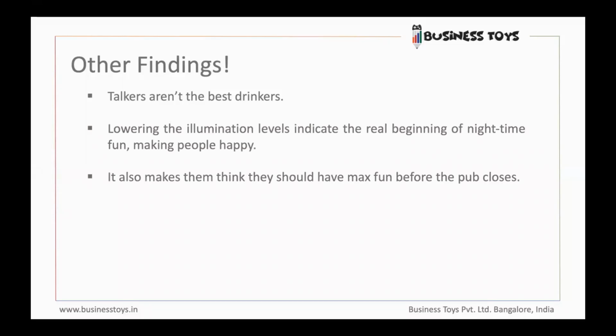The second is lowering the illumination levels. If you see, the pub will have lower illumination. It is just to indicate the beginning of the nighttime fun, and people feel happy. They also make them think that you should have maximum fun before the pub closes. So if you go to the pub even at 5 o'clock or 4 o'clock, you will feel that it's already night, right? So you start thinking that I should have fun and I should go home very early. That's the reason the light intensity inside the pubs is always low.